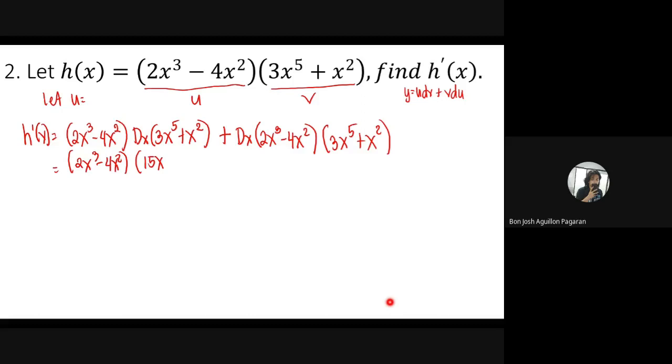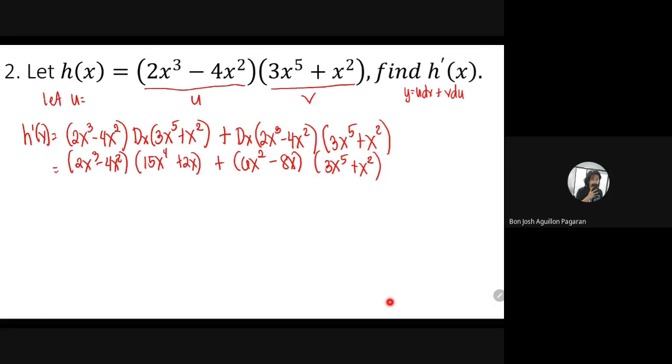15 times 15x raised to 4 plus 2x. That's correct. Kulang yan, Peter. Plus, ito naman, derivative neto. Diretso mo na, Bon. Plus derivative of x, 6x squared minus 8x. Okay, tapos? Times 3x raised to 5.